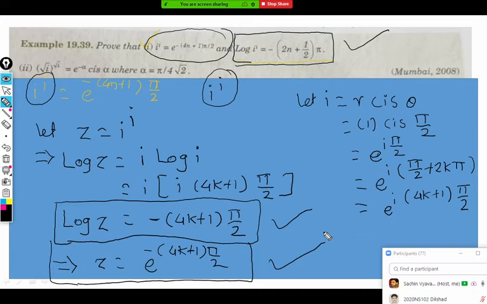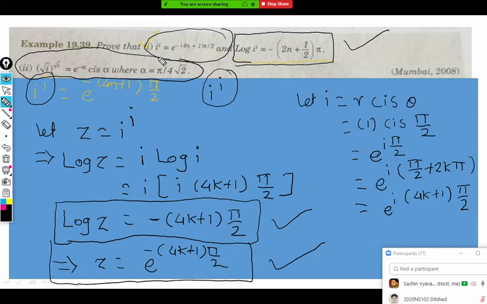Once you finish, tell me. We are going to do this part, or those who completed can try this question. Root I raised to root I is e raised to minus alpha cis alpha, where alpha is pi by 4 root 2. That you have to prove. Root I raised to root I.